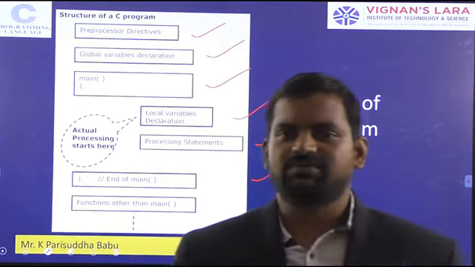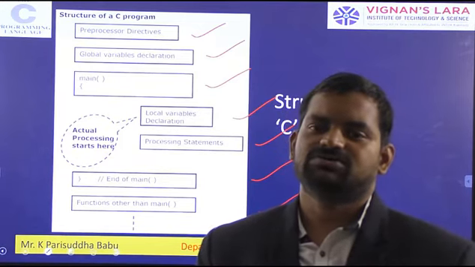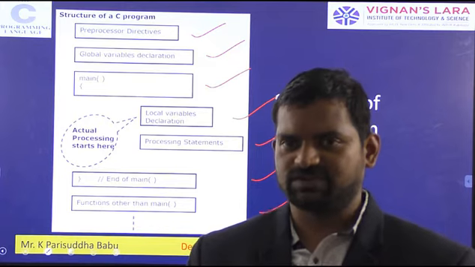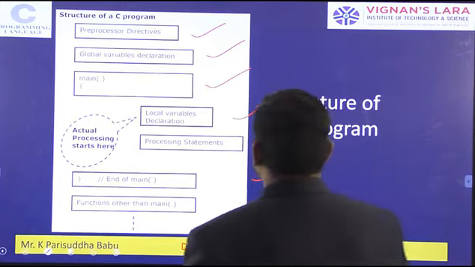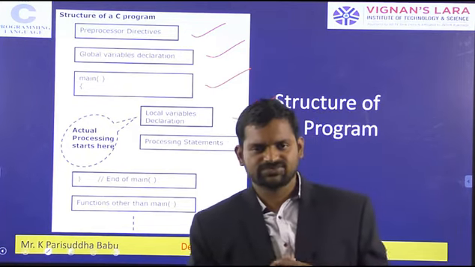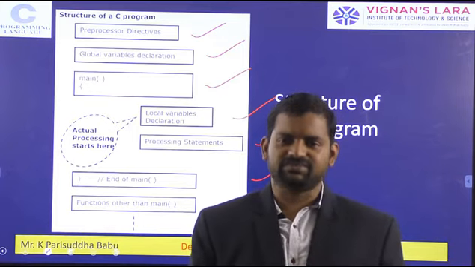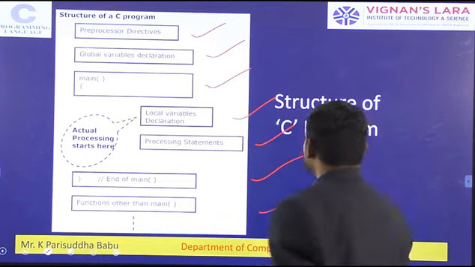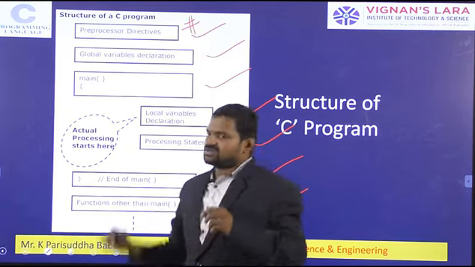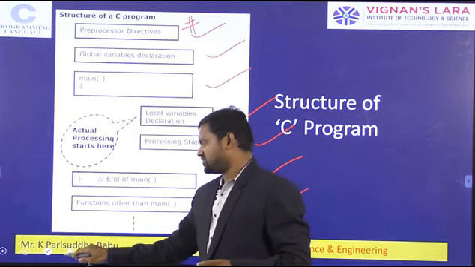To write a C program, we have to follow this kind of structure, the steps involved in writing a program. The very first one is the preprocessor directives. What are preprocessor directives? Preprocessor directives start with the hash symbol. There are many examples of preprocessor directives.